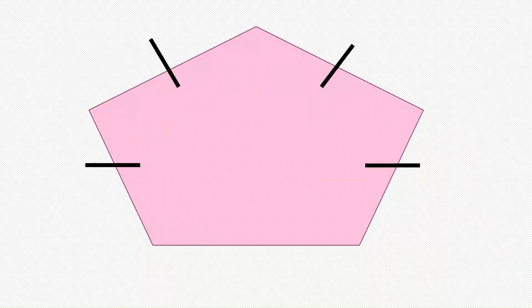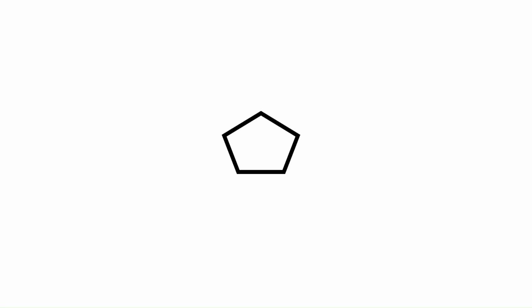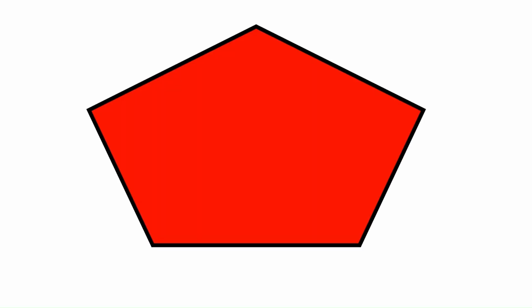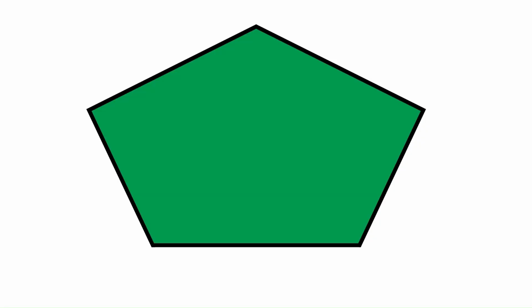A pentagon has 5 sides. Let's count them. 1, 2, 3, 4, 5. Big pentagon, small pentagon, red pentagon, orange pentagon, yellow pentagon, green pentagon, blue pentagon, purple pentagon.